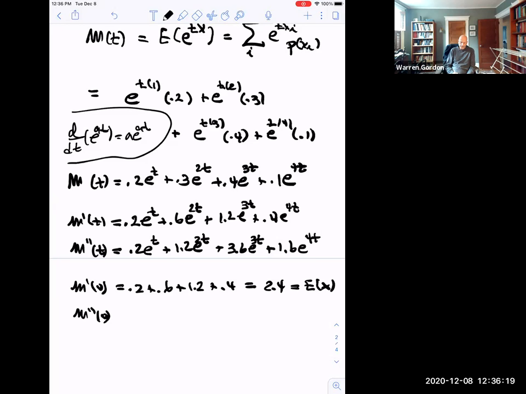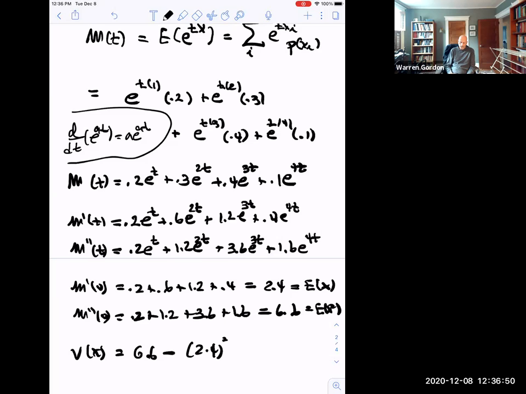M double prime at 0 is 0.2 plus 1.2 plus 3.6 plus 1.6. What does that give me? 5.2, 6.2, 3, 6.4, 6.4. And I just got what, 6.6? If I did that right, this is 1.4. And this is equal to E of X squared. So the variance would be 6.6 minus 2.4 squared. Whip out a calculator, and that gives you the answer.